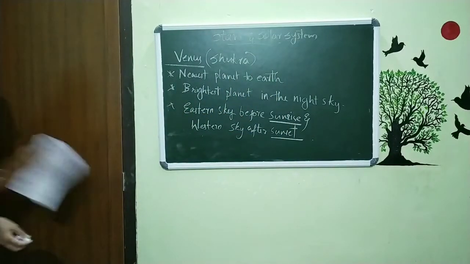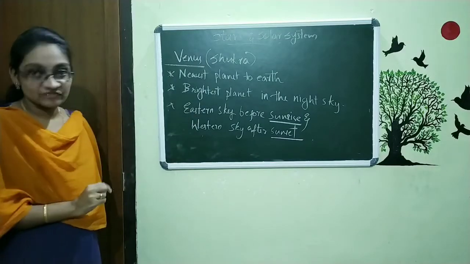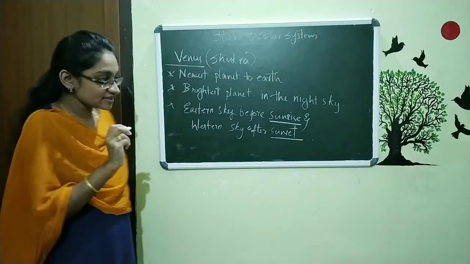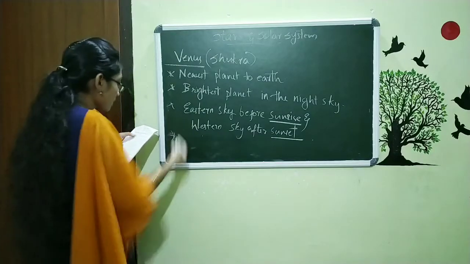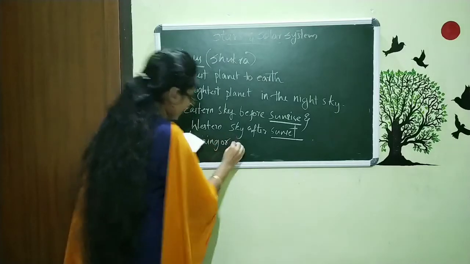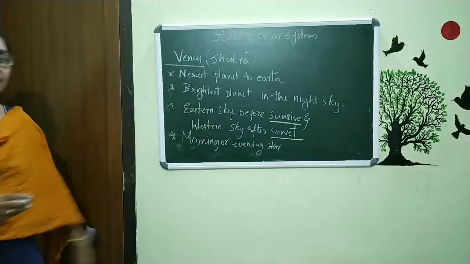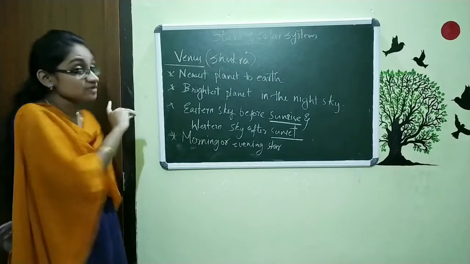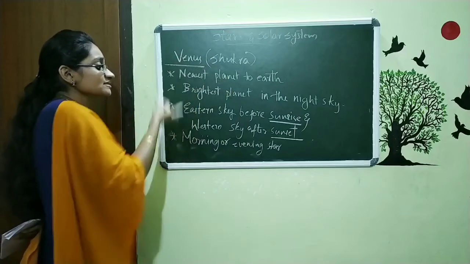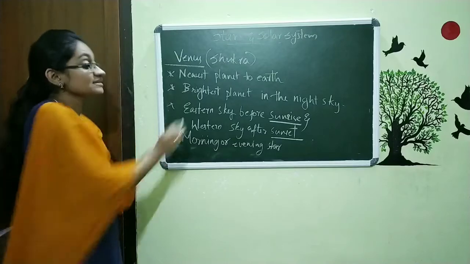And the one thing is this, we said that it is there in the morning and in the evening we can see this, and we said that this is the brightest planet. Because of this reason we are calling this the morning or evening star. We are just calling it like that. This Venus is not a star, it is a planet. But because we can only see it in the morning and the evening, we call it the morning or evening star. Only the name, because it is very bright.